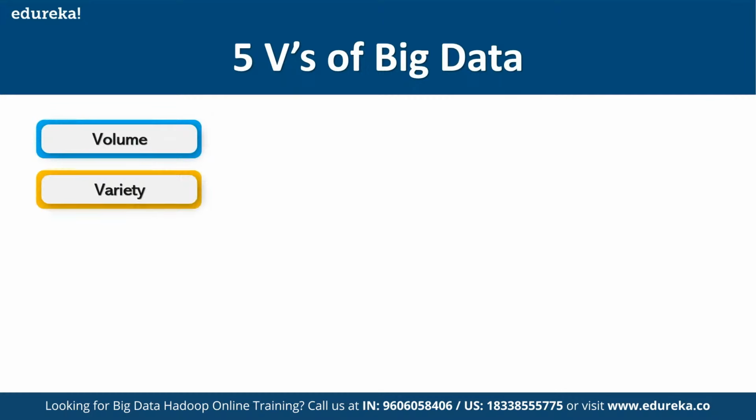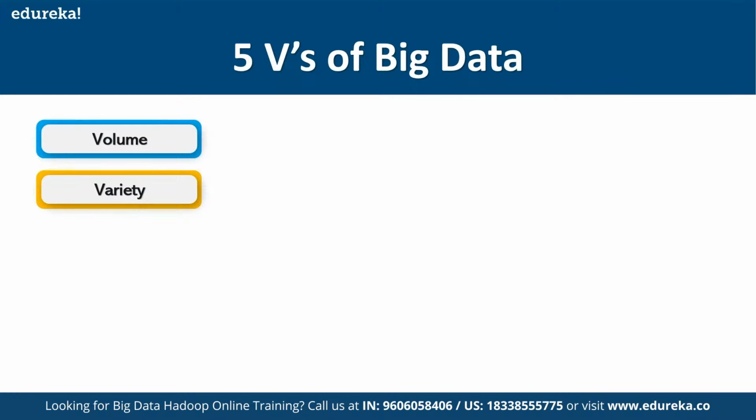All right. Second V is variety. Variety is, as I told you already, the different types of data. Okay, the data doesn't come only in your text format, or it doesn't come only in, you know, kind of bytes.